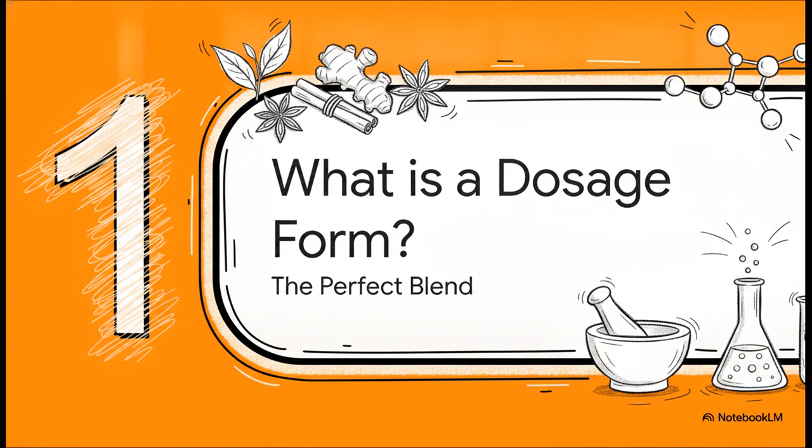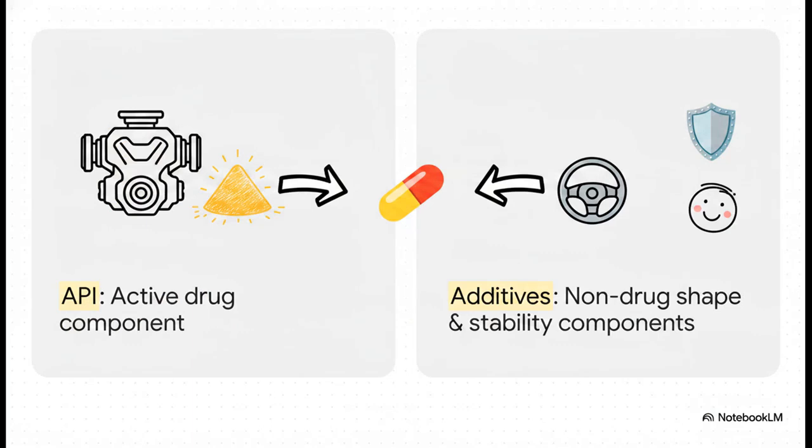Section 1. What is a dosage form? The perfect blend. Bridging the gap from our chai analogy to actual pharmaceutical science, we really need to understand what makes up the perfect blend of a medicine. Basically, any medicine breaks down into 2 distinct halves. On one side, we have the API, the active pharmaceutical ingredient. That's the actual raw drug. Like if you take a headache pill, the API is the chemical that's literally stopping your headache.